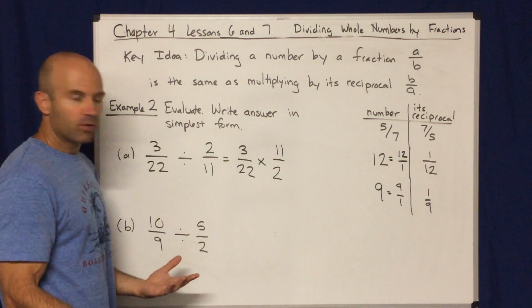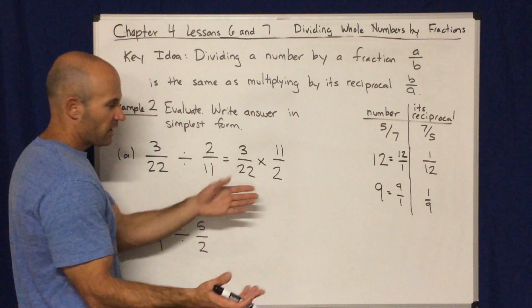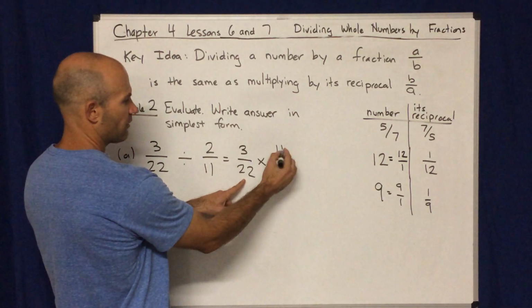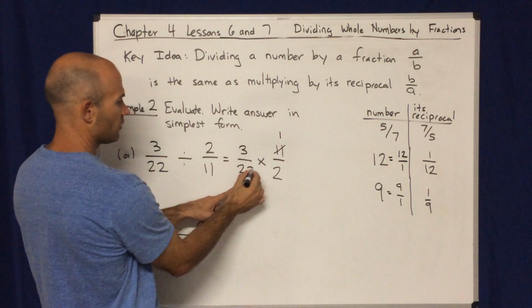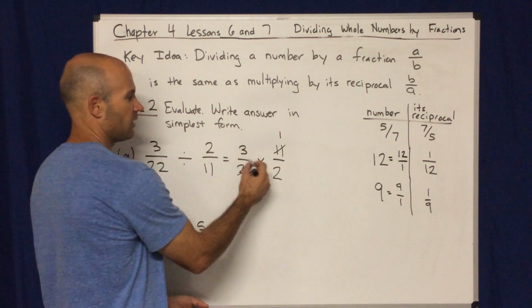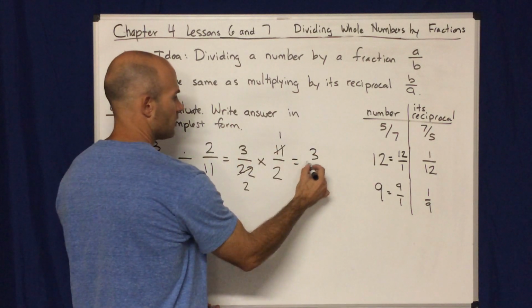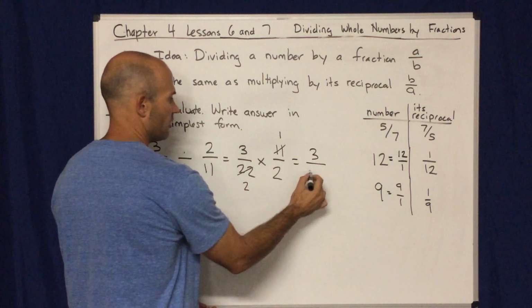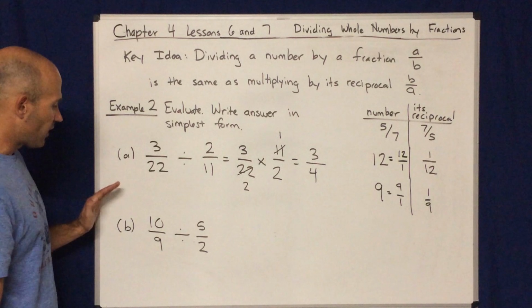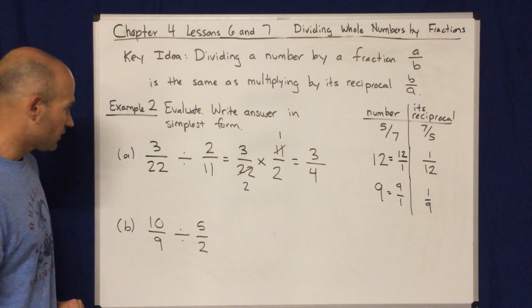And now I have a problem I'm more familiar with, multiplication of fractions. There's some common factors here. 11 goes into itself once and goes into 22 twice. So the answer I'm getting is 3, and then 2 times 2, giving me 4. So 3/4. Again, great time to pause the video and try and see if you can complete this one.